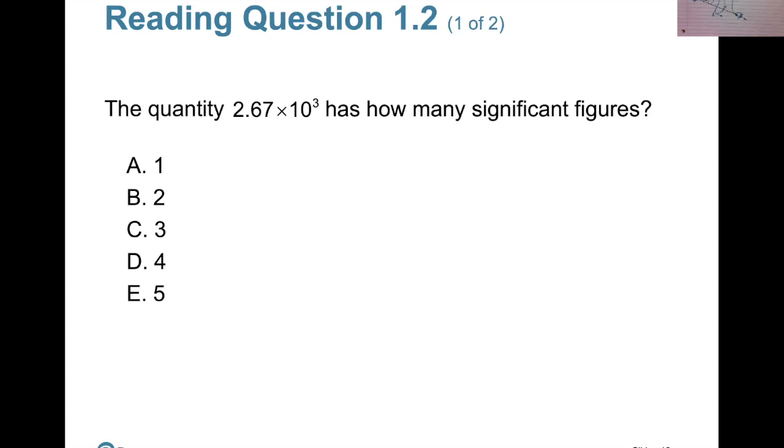If we multiplied this by another number that also had 3 significant digits, we might get more digits, but that doesn't necessarily mean that it's more accurate. Well, it doesn't mean that it's more accurate.